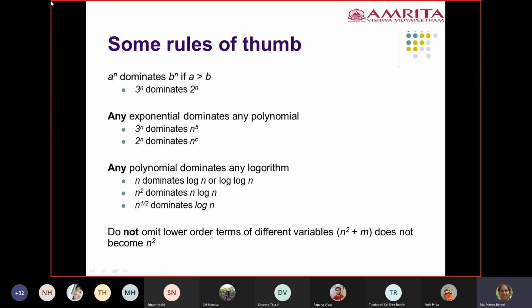So I should consider all the variables, all input variables, and then I should be able to, of course, there will be assumptions. We will find out, okay, this can be ignored, that can be ignored, but there will be some variables which are really playing a part in making your algorithm. You need to consider all of them. So in that scenario, you can understand what we mean by this: do not omit lower order terms of different variables.